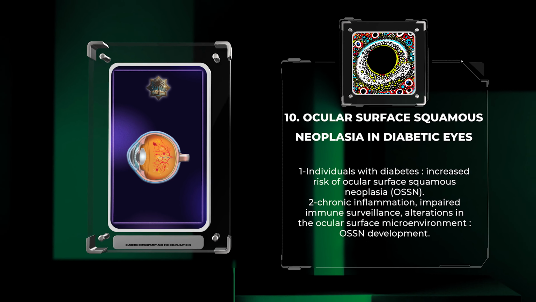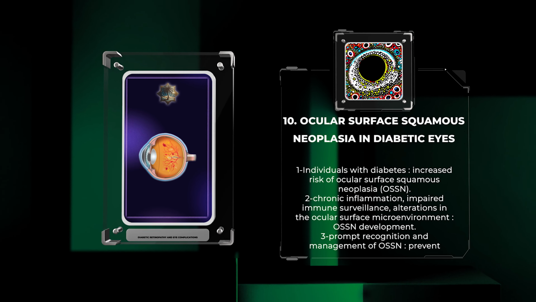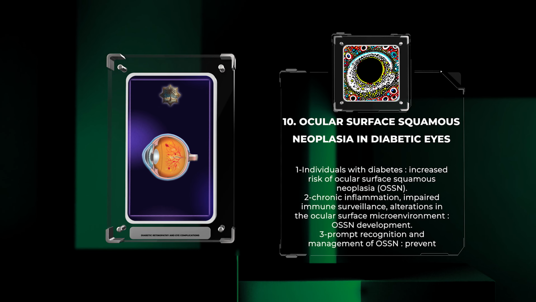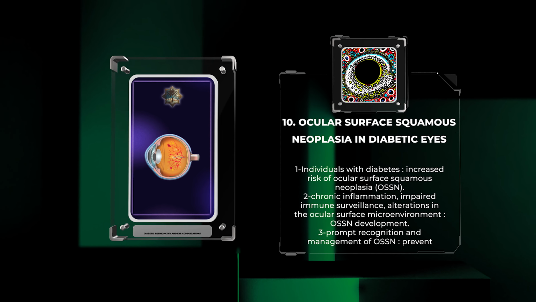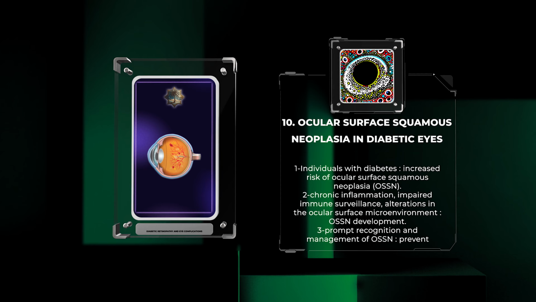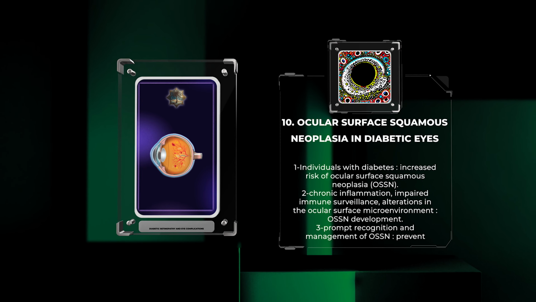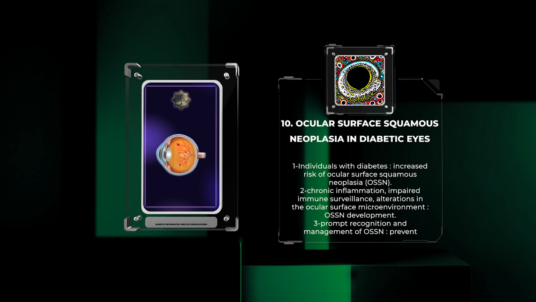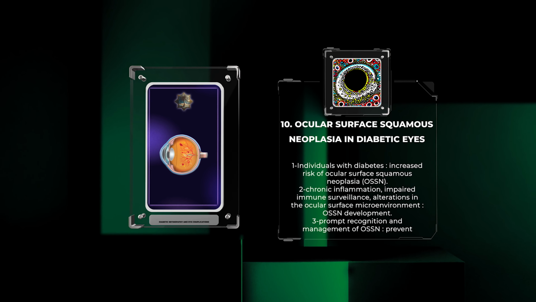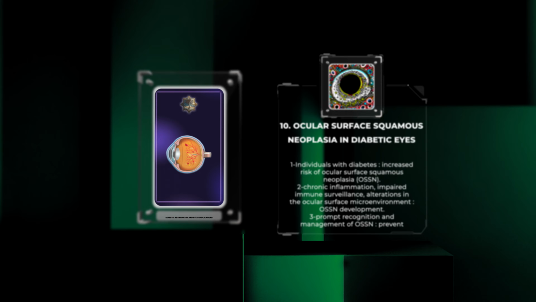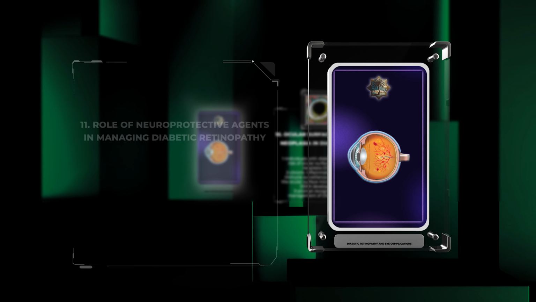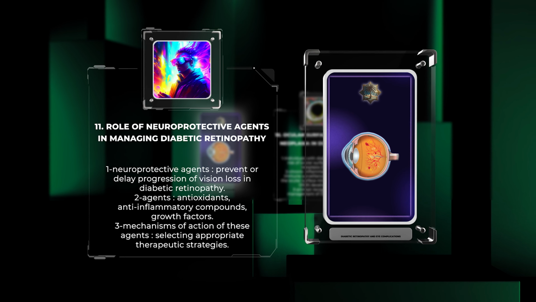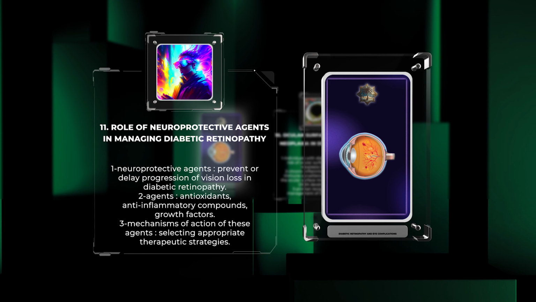Individuals with diabetes are at an increased risk of developing ocular surface squamous neoplasia, OSSN, a spectrum of ocular surface tumors. Chronic inflammation, impaired immune surveillance, and alterations in the ocular surface microenvironment in diabetes contribute to the development of OSSN. Recognizing and managing OSSN promptly in diabetic individuals is crucial to prevent the progression to more aggressive forms of cancer and preserve vision.